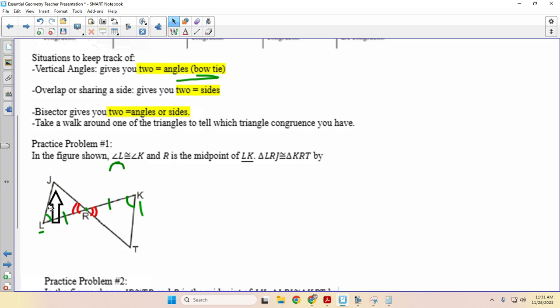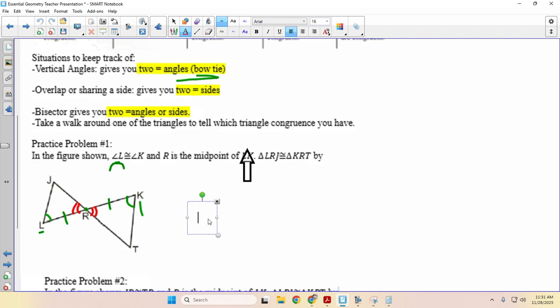So I'm not going to start here because I have no markings here. I'm going to start where I have markings. We put markings here, and you ask, is this a side or an angle? If it has a rainbow, it's an angle. If it has a tick mark, it's a side. So this is going to be angle, side, angle. So these triangles are congruent by angle, side, angle.